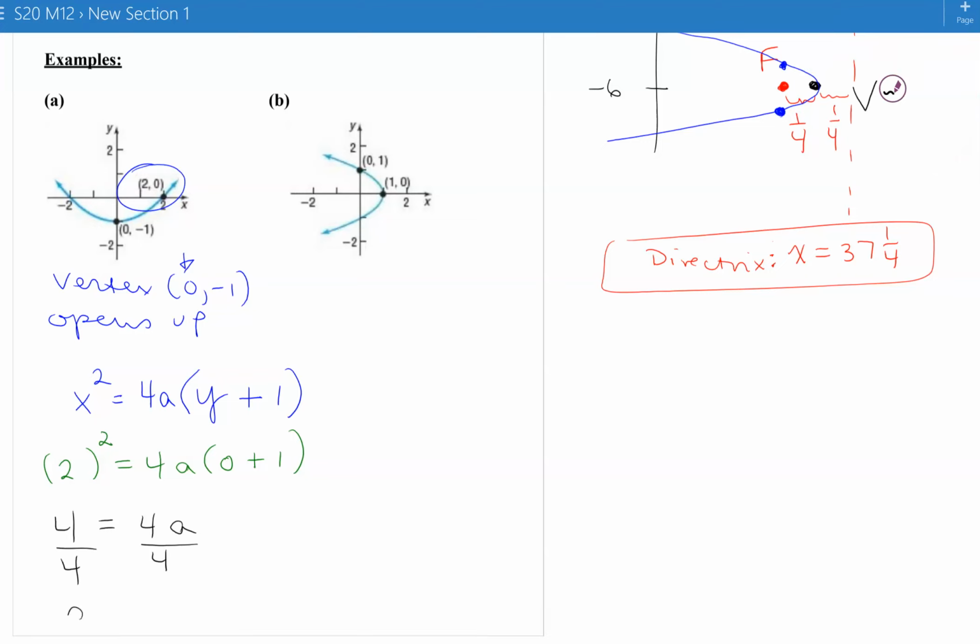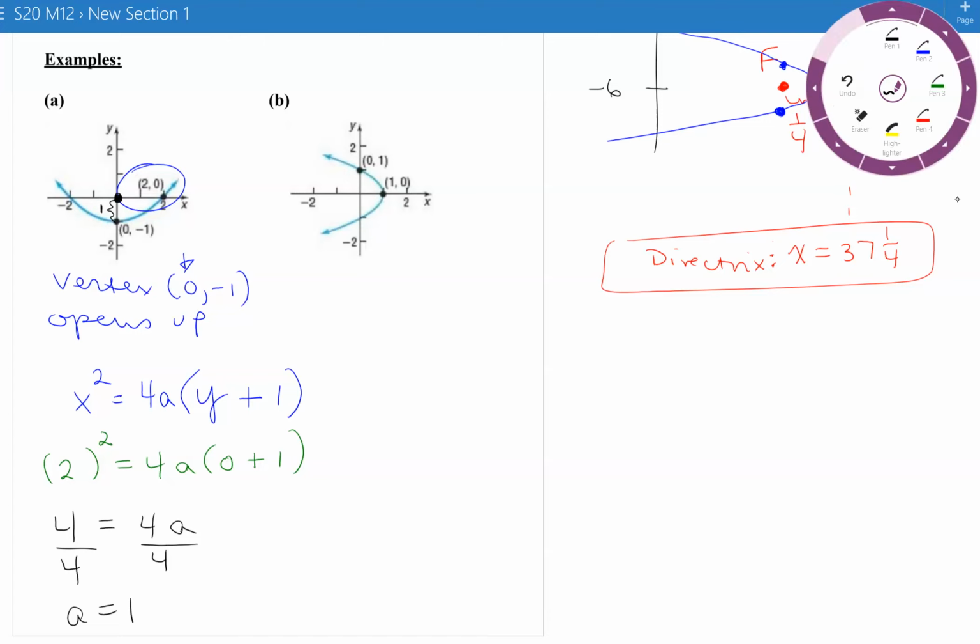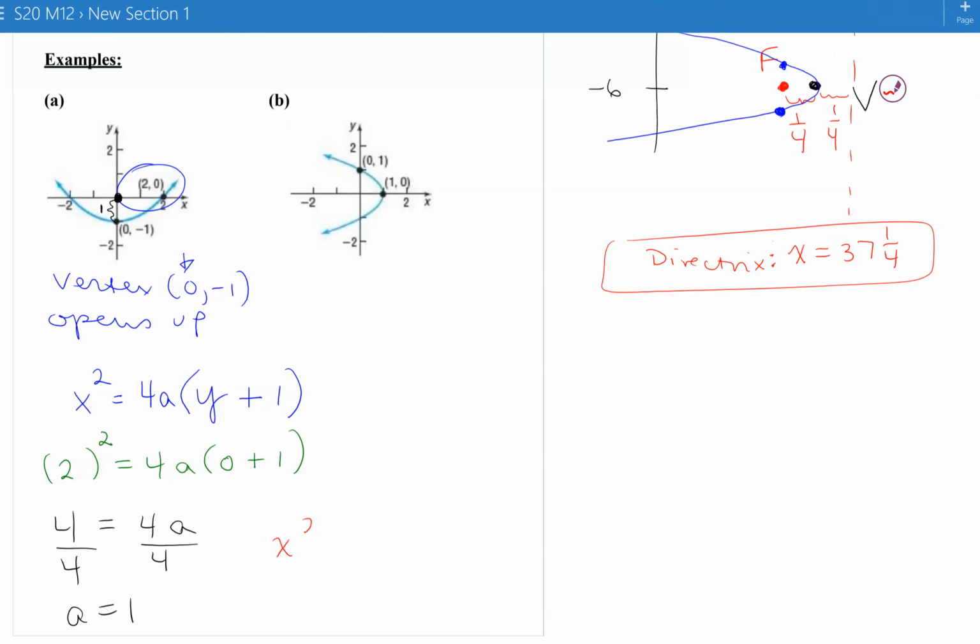Turns out it is probably where you thought. The a is 1. So the distance from the vertex to the focus is 1. And turns out the focus is at the origin. So our equation is going to be x squared equals 4 times y plus 1. And then as a double check, you could put the point -2, 0 into the equation and make sure that works.